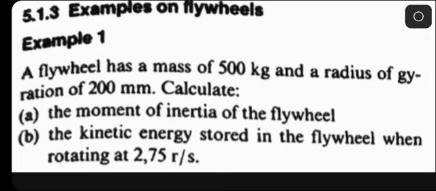Today we'll be dealing with Mechanotechnics. This is flywheels. We've been given example one, which says a flywheel has a mass of 500 kg and a radius of gyration of 200 millimeters. Calculate A, the moment of inertia of the flywheel, and B, the kinetic energy stored in the flywheel when rotating at 2.75 revs per second.